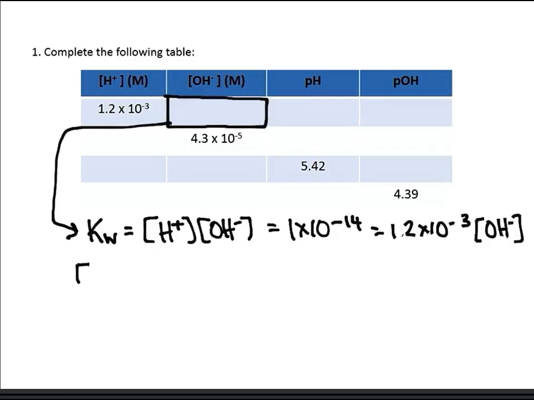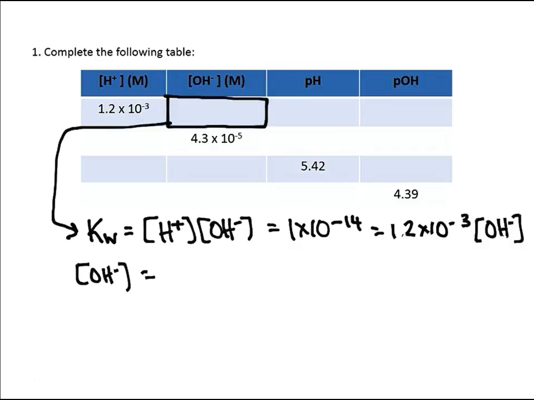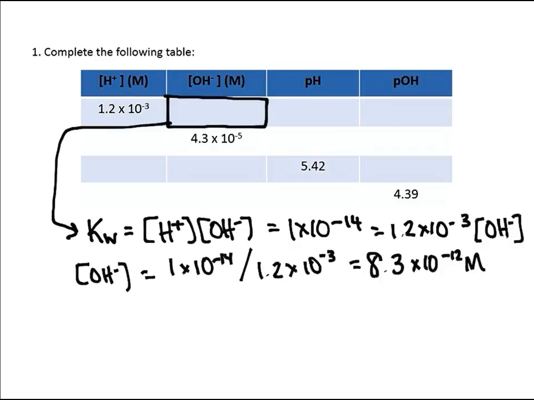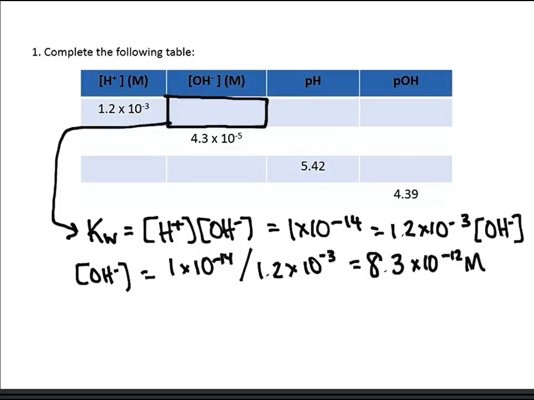But you can always fast forward if you don't want to see it. So this first box, hydroxide ion concentration, we can calculate from hydrogen ion concentration using the equation Kw equals the product of those two. So you just plug the numbers in, and you get that the hydroxide ion concentration is 8.3 times 10 to the minus 12. I'm going to put that in the box.